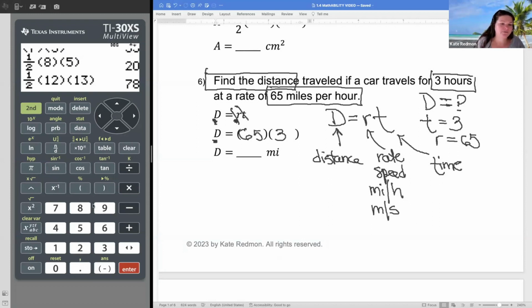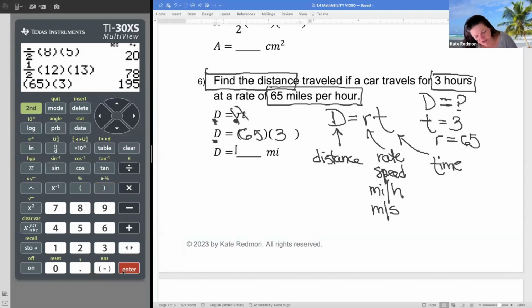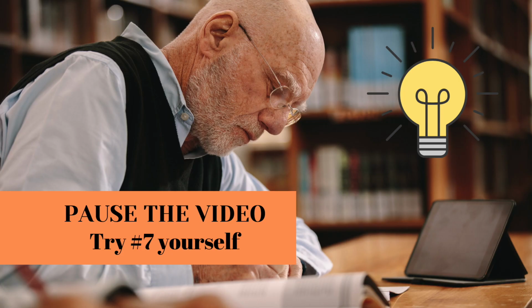And again, now's when we grab our calculator. So we'll do 65 times 3. And see that you could go 195 miles in 3 hours. All right, number 7 is similar to number 6. Pause the video, try it yourself, come back when you're ready.